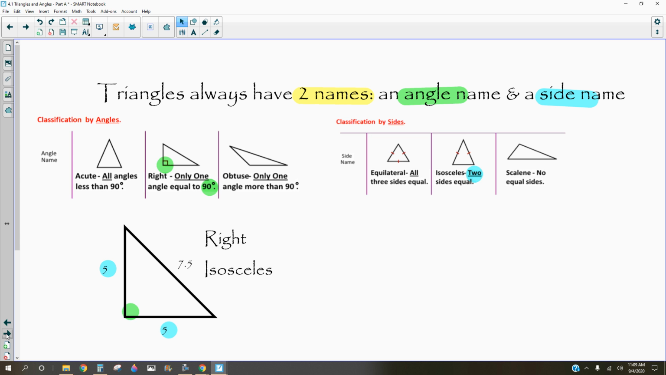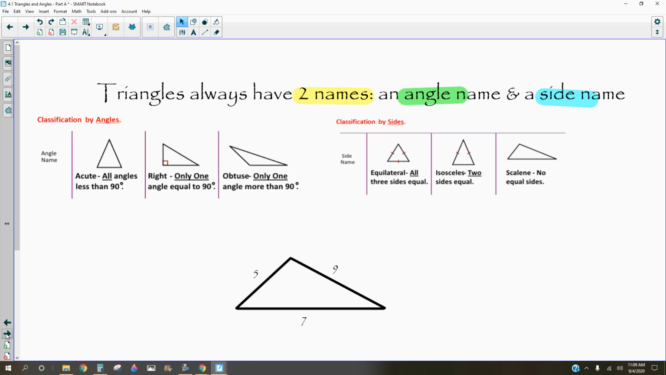Let's look at another one. Here's a new triangle. The sides are 5, 7, and 9, so they're all different. Look at the angles. The angles are all different also. And we notice that there is one obtuse angle there at the top. So this triangle would be an obtuse scalene triangle. Obtuse because it has an obtuse corner, and then scalene because all the sides are different. That's how we name triangles. They always get two names, one from each chart.